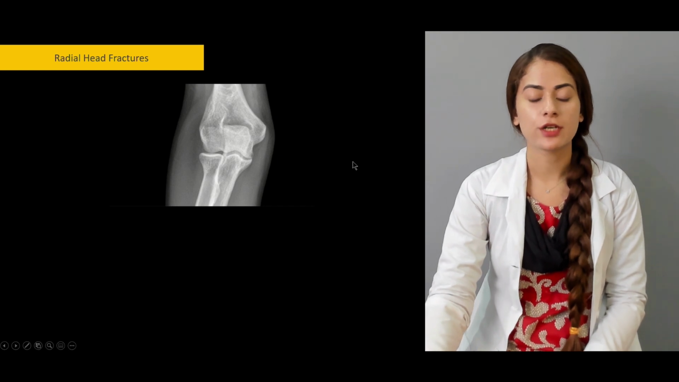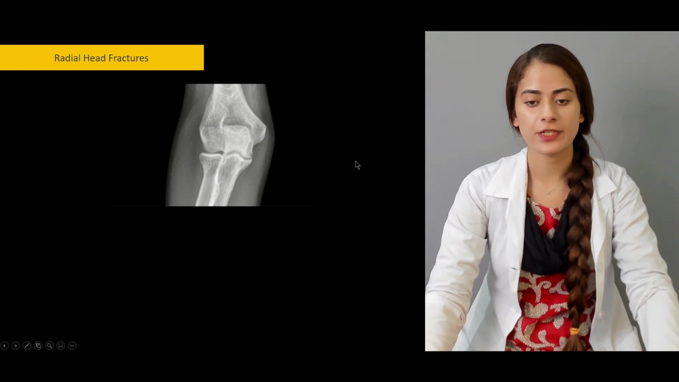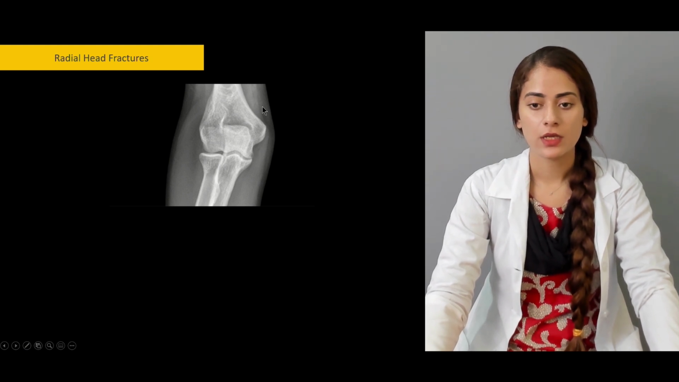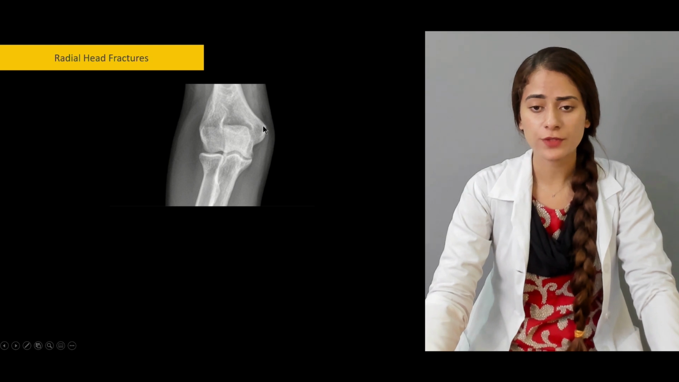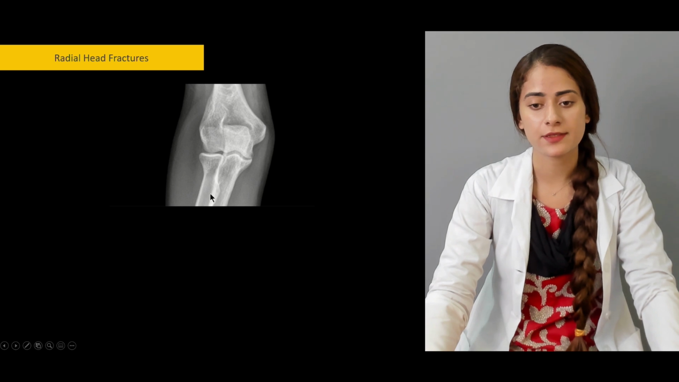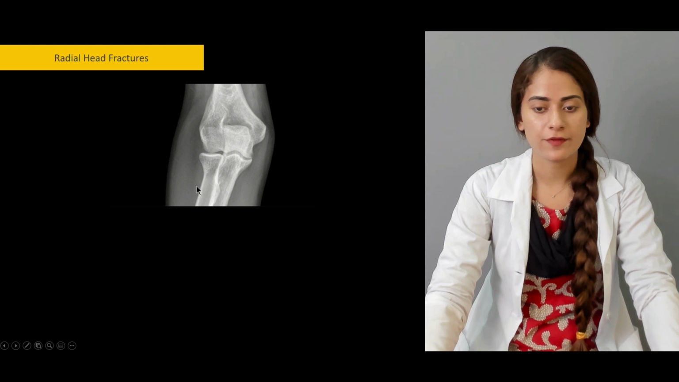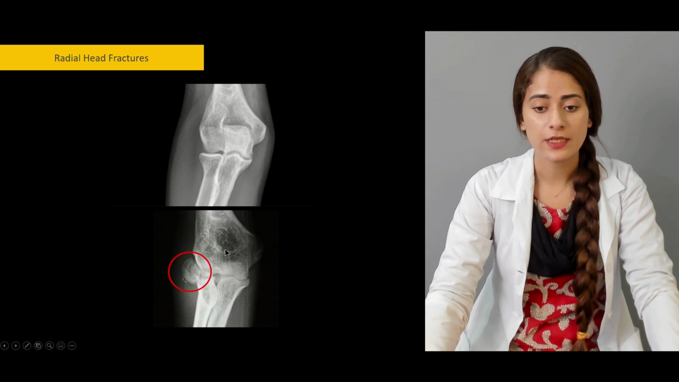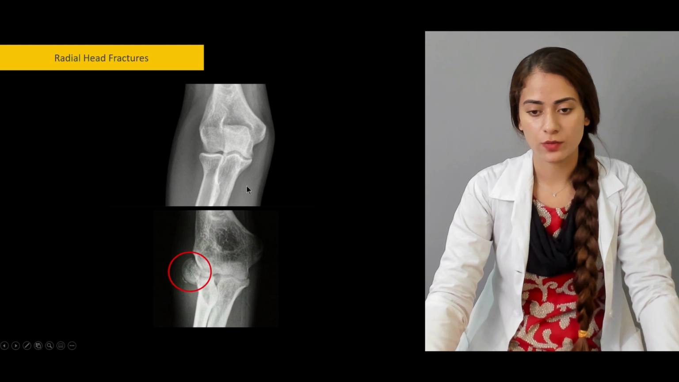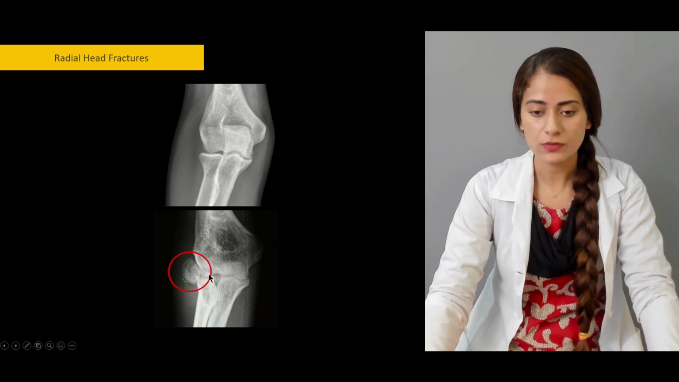So here we have a normal radiograph of an AP view. We can see the olecranon process, the trochlea, the capitulum, the medial side of the humerus, which we call the medial epicondyle, and the lateral epicondyle. This is the radius bone, and this is ulna. So this is a normal radiograph. Everything here seems normal. So now this is obviously a fracture or an abnormal radiograph as we compare it here. So it's obvious that there is this abnormality here.